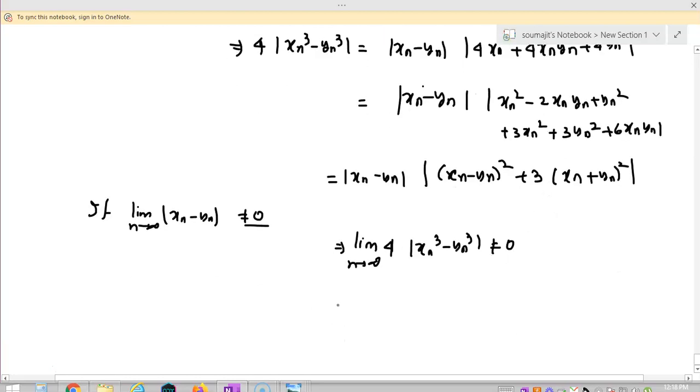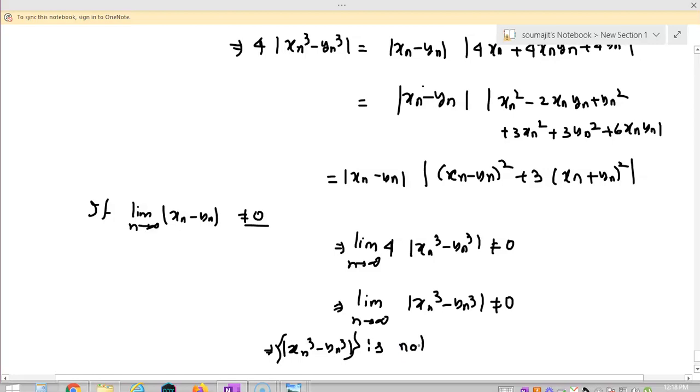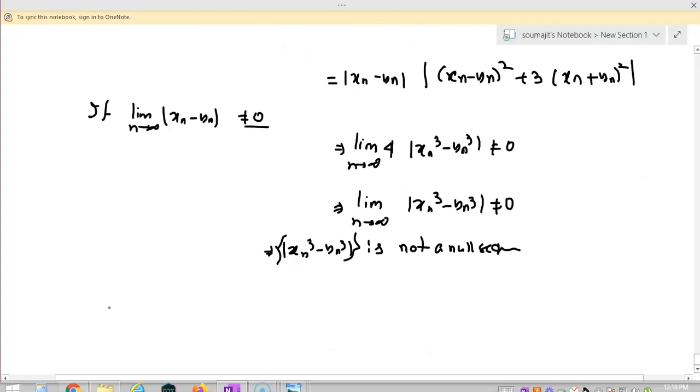If not equal to 0, it will imply the limit as n tends to infinity of mod xn cube minus yn cube is again non-zero. Okay, now observe, it will imply mod of xn cube minus yn cube is not a null sequence. Okay, it is not a null sequence, which is a contradiction, as it is given that this is a null sequence.